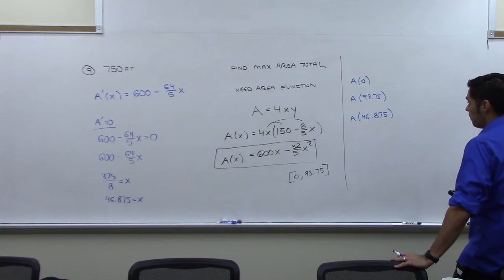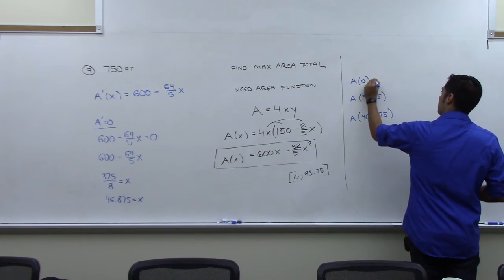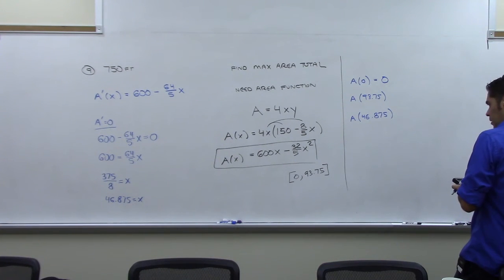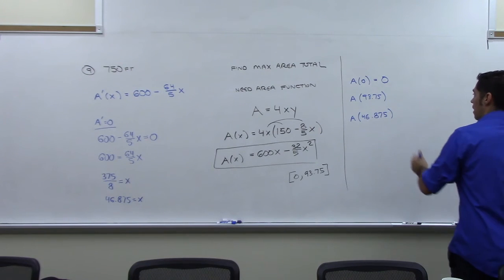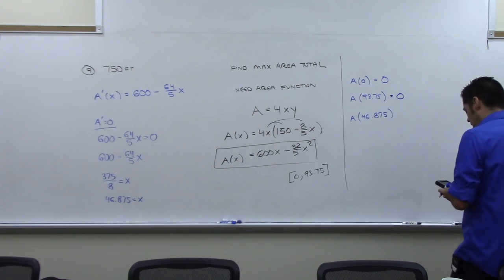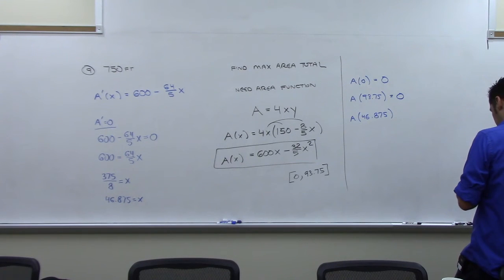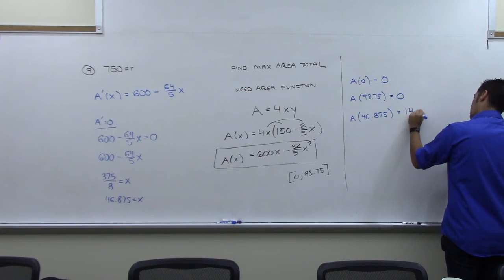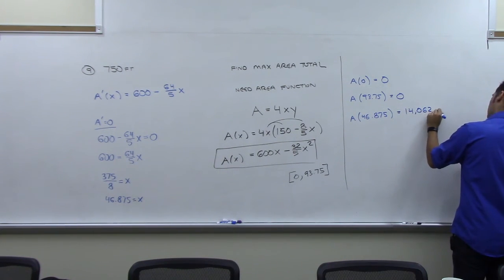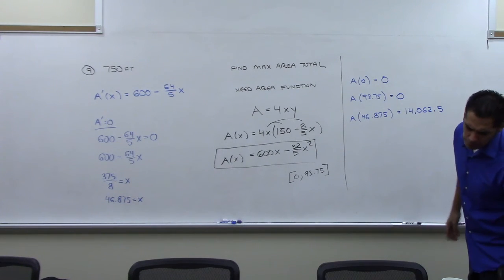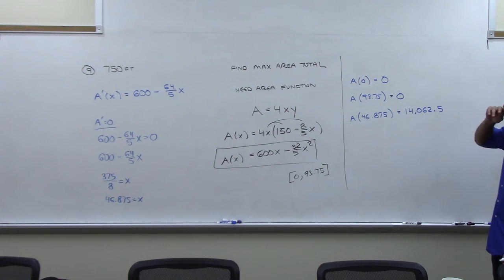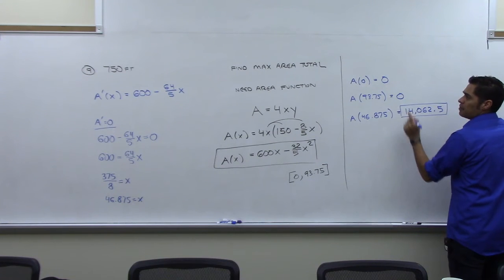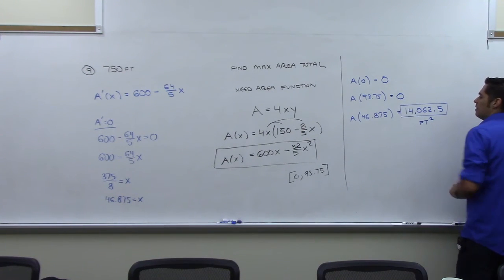Okay, give me a second here. I know if I plug in 0, I get 0, so I don't really need to worry about that. And if I plug in 93.75, I get 0, which is what I would expect. And then if I plug in 46.875, I get 14,062.5. All right, so this is obviously the maximum area I'm going to get. So this is it right here, and this was feet, so this is going to be feet squared. That's your maximum area.